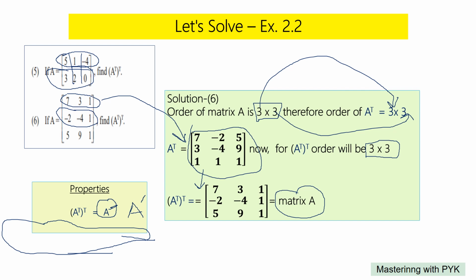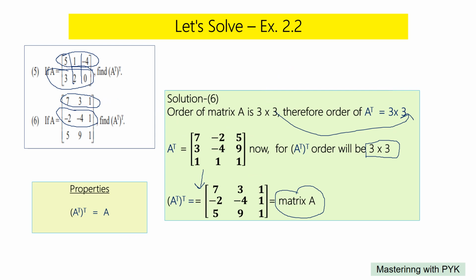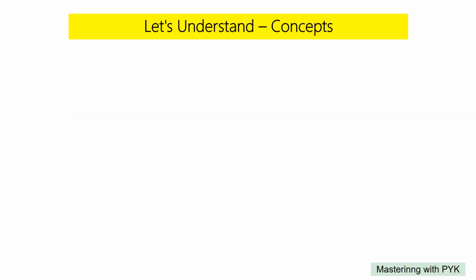So what is the property which we learn from here? We learn that when we transpose a matrix and transpose it again, meaning the double transpose of the matrix, it is nothing but the original matrix from where we started. So let's start with concepts again.